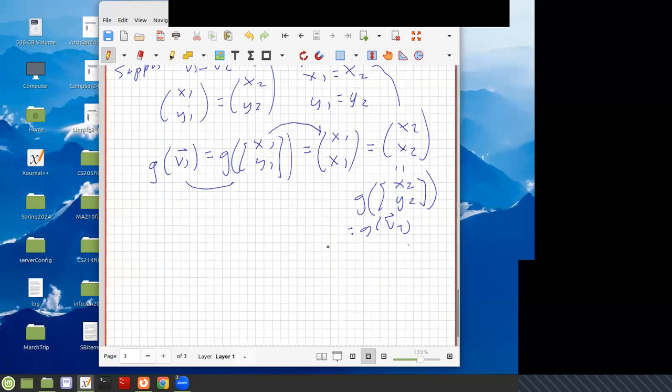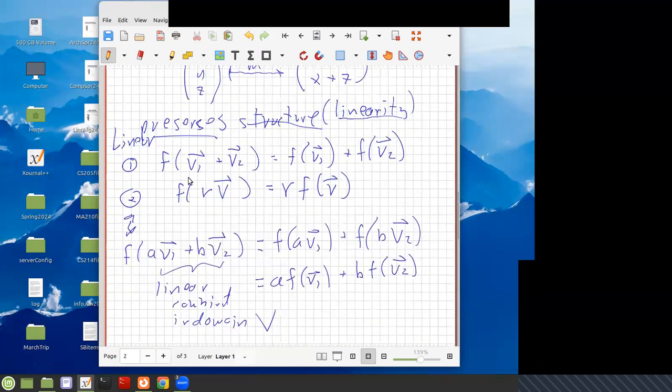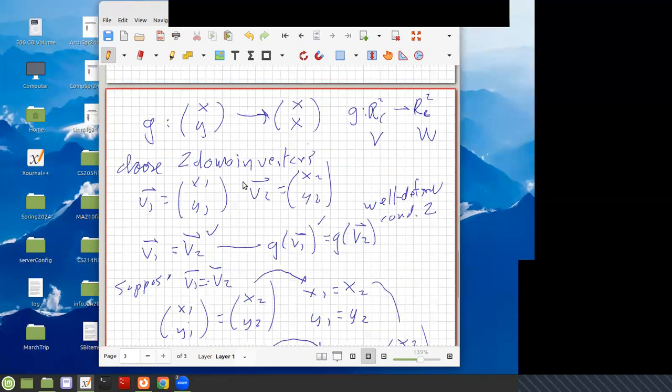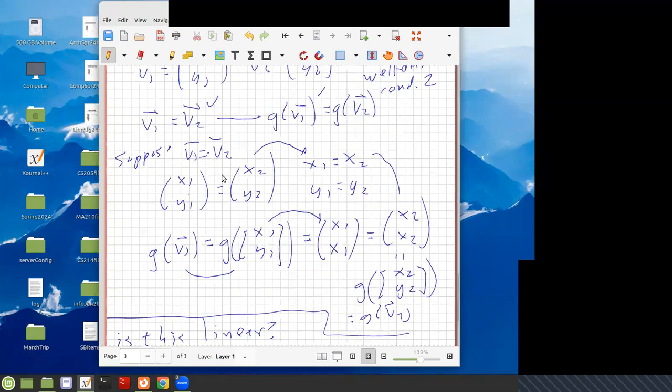What about, let's look at, is this linear? Okay, well, what we want to do is there's two ways we can do it. We can either look at this first way here or this second way here. But let's do the first way. Let's look at G of V1 plus V2. We have to choose two arbitrary vectors, V1 and V2. Well, let's say we use these two arbitrary vectors up here.